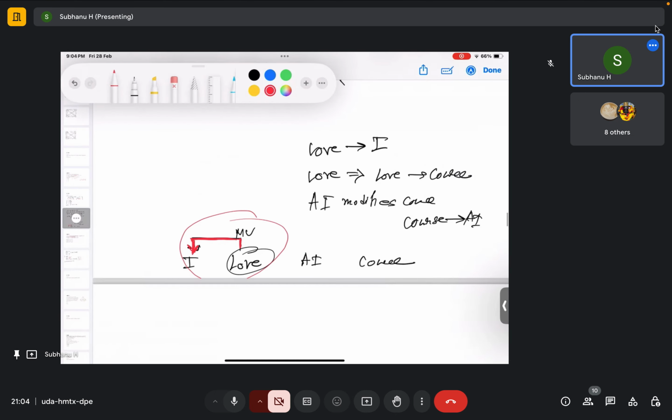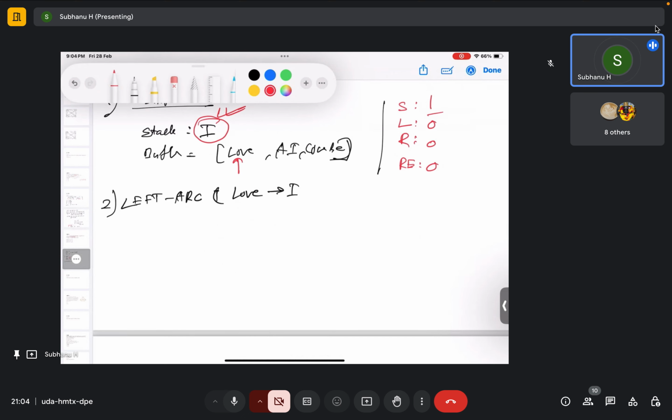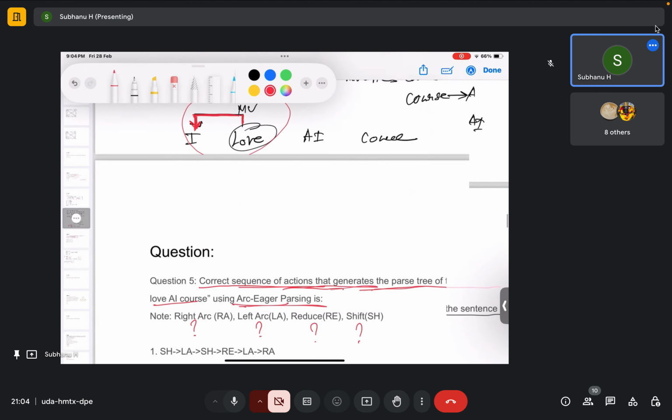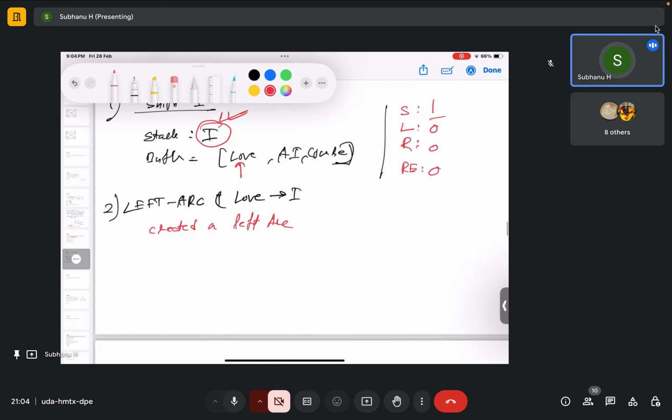Now what is the action I created? I created a left arc, and I pop I from the stack. So I created a left edge here, this one. That's why I have written it: created a left arc, then popped I from the stack. Right. So my shift is 1, my left arc is 1, my right arc is 0, my reduce is 0.